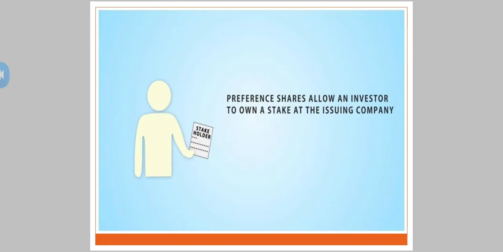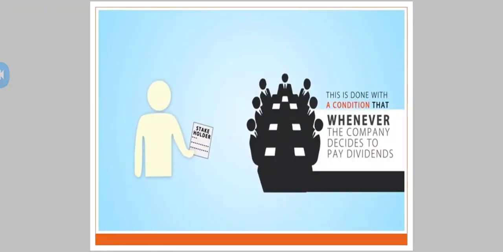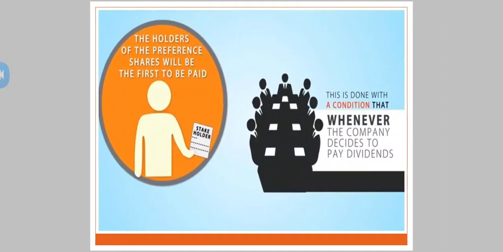Now, this is done with a condition that whenever the company decides to pay dividend, the holders of the preference shares will be the first to be paid dividend. This is the most important bifurcation between the two, that is equity shares and preference shares. See, at the time of the payment of dividend, who is the last one to get the dividend? Equity shareholders. So then who comes before equity shareholders? Yes, preference shareholders. The holders of the preference shares will be the first to be paid dividends.